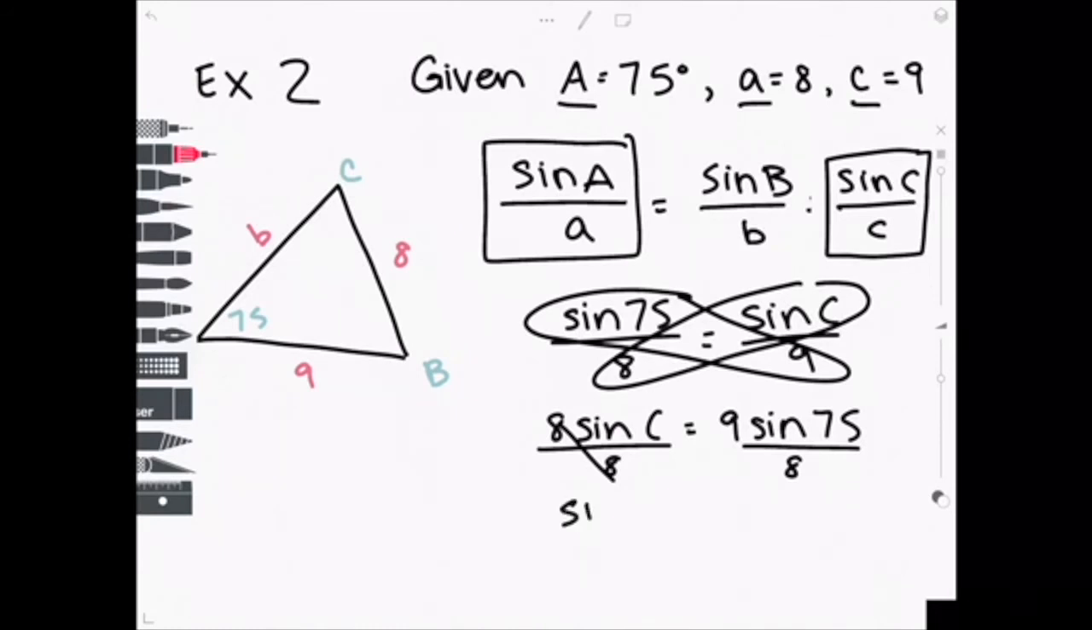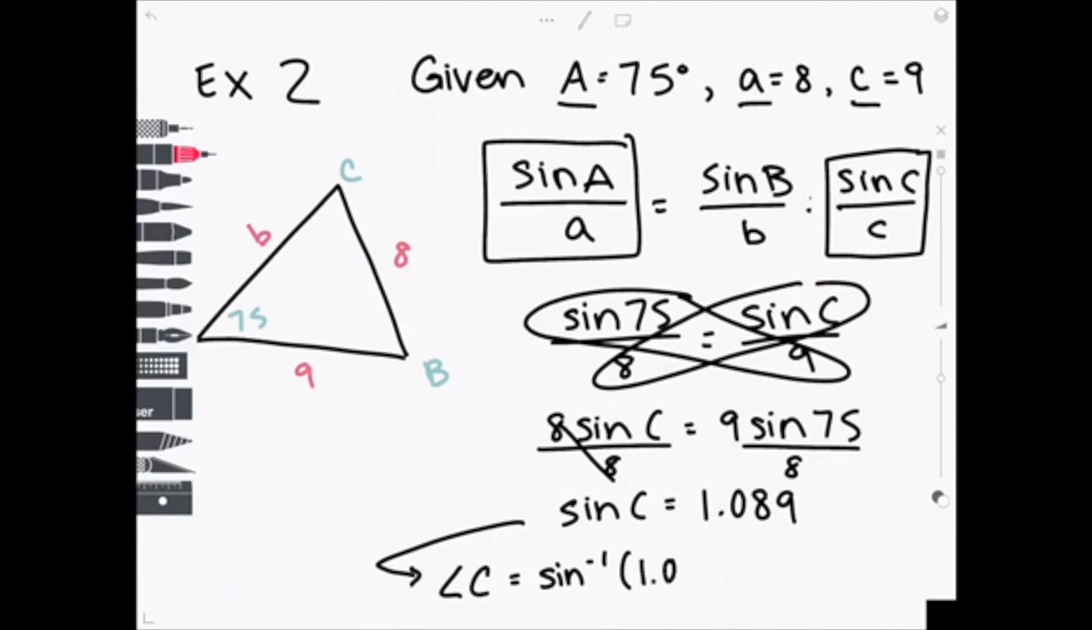And then if you plug that into your calculator, you should get sine C is equal to 1.089. Now, in order to find angle C, you would typically use inverse sine, or sine to the power of -1, and apply that to whatever you got for sine C, which in this case is 1.089. But if you plug that into your calculator, you'll see that you get an error message.